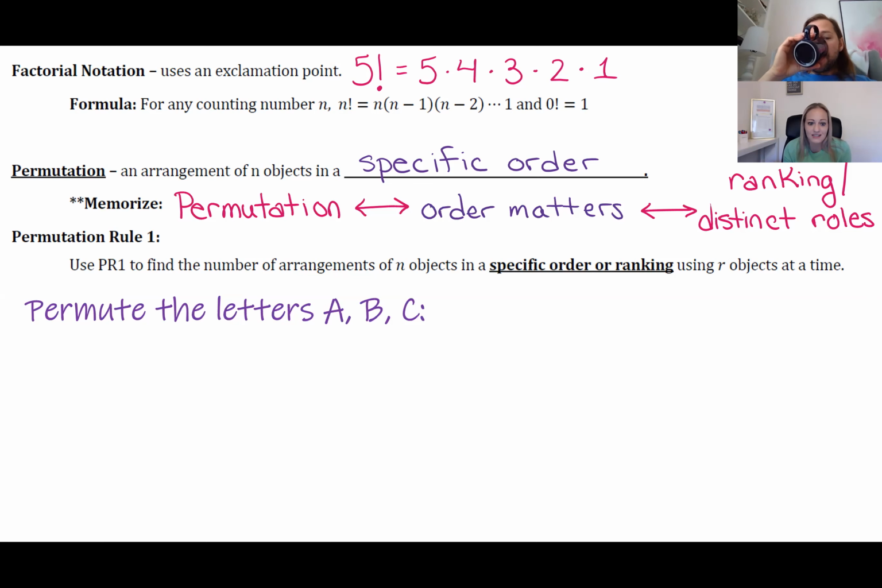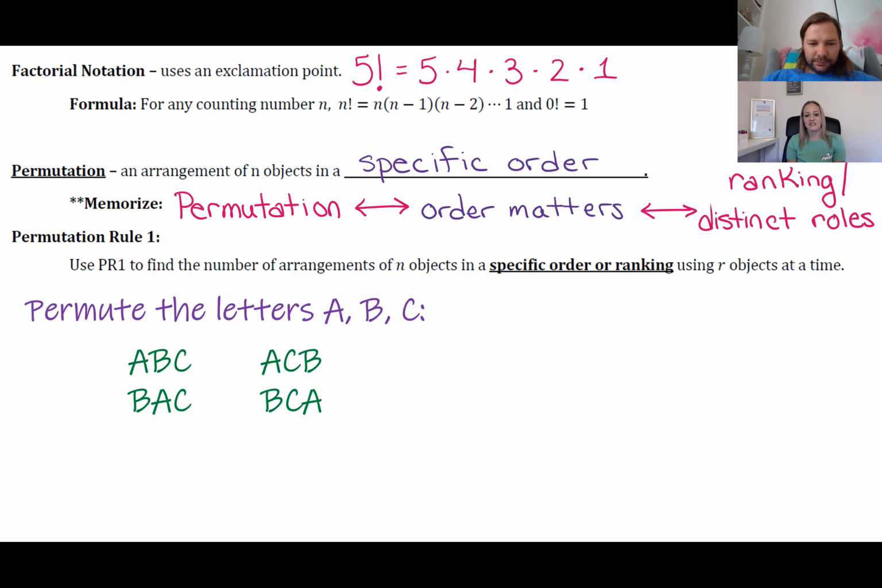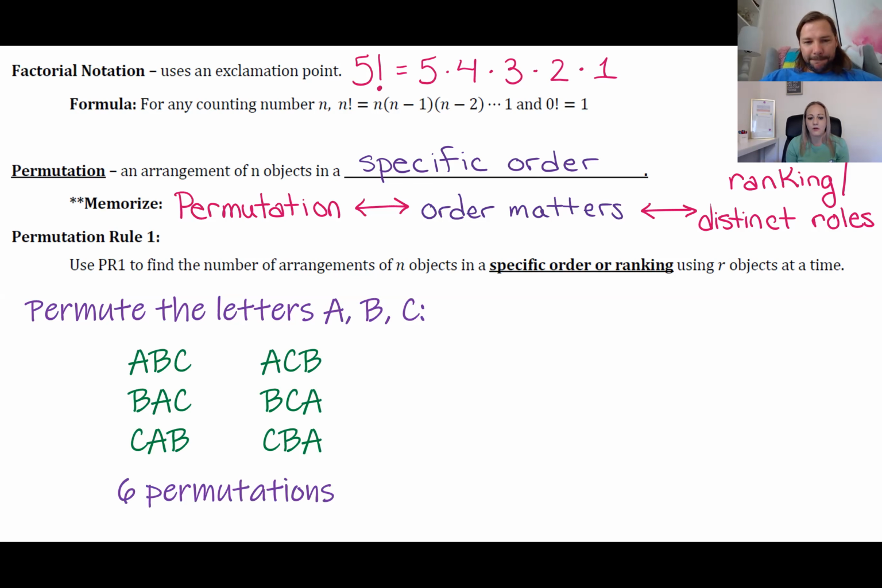Okay, so for example, let's just do a little easy one here. Let's say that I want to permute the letters A, B, C. So what are all the different orders I can put those letters in? Well, I could do ABC, ACB, BAC, BCA, what else? CAB, and CBA. So there we have a total of 6 permutations.